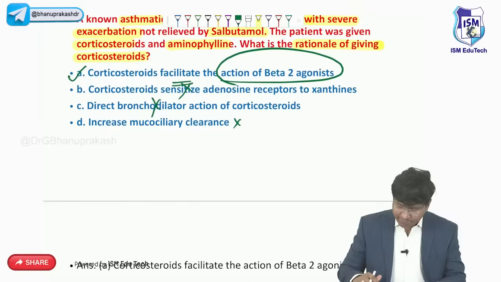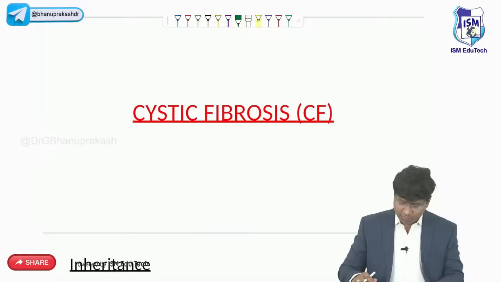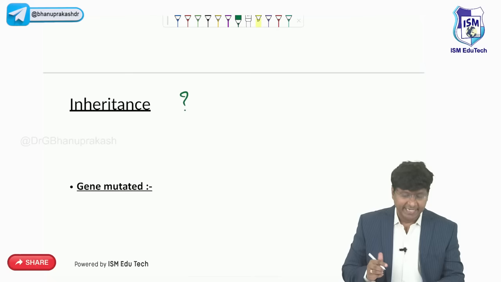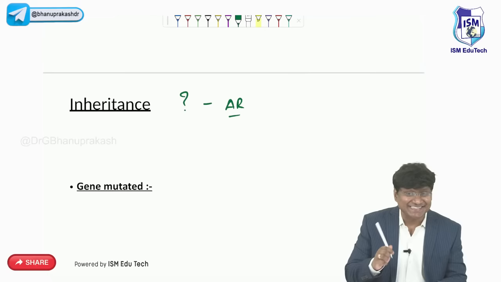The next important topic in pulmonology will be your cystic fibrosis. So cystic fibrosis is what? It's an inherited disorder. What type of inheritance is your cystic fibrosis? Anyone of you? It is an autosomal recessive type of inheritance, and it typically occurs in childhood.